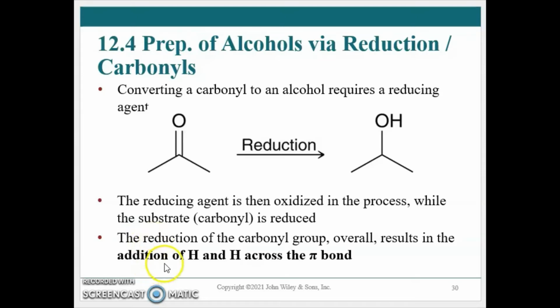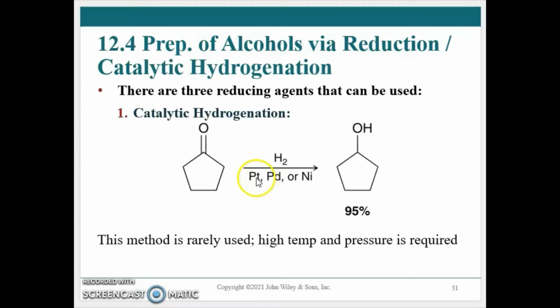This results in the addition of hydrogen across the pi bond. So we're going to talk about 3 different reducing agents, or 3 different approaches: catalytic hydrogenation, the sodium borohydride reduction, and using lithium aluminum hydride as a reduction. And each of these has some advantages and some potential disadvantages, so we're going to talk about that as well.